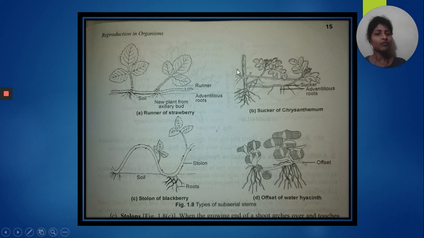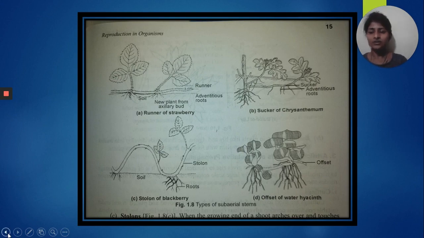So you can see here one sucker which arises from the basal part of the stem, and whenever it comes outside the soil, it forms a new plant, and we can say it is also a type of underground branch of the parent plant. So an example is chrysanthemum.